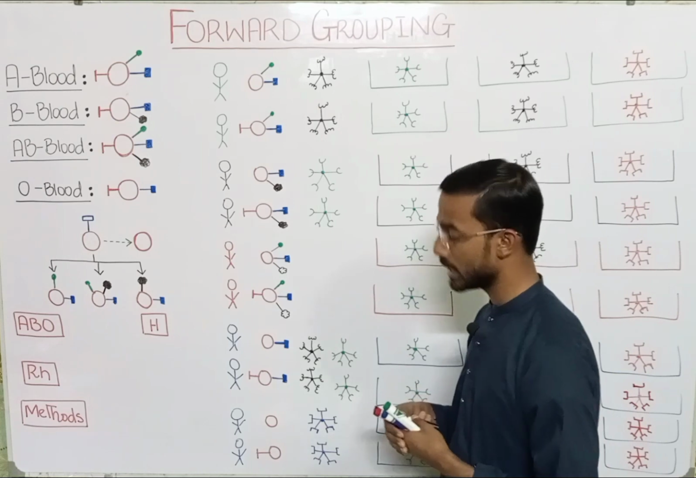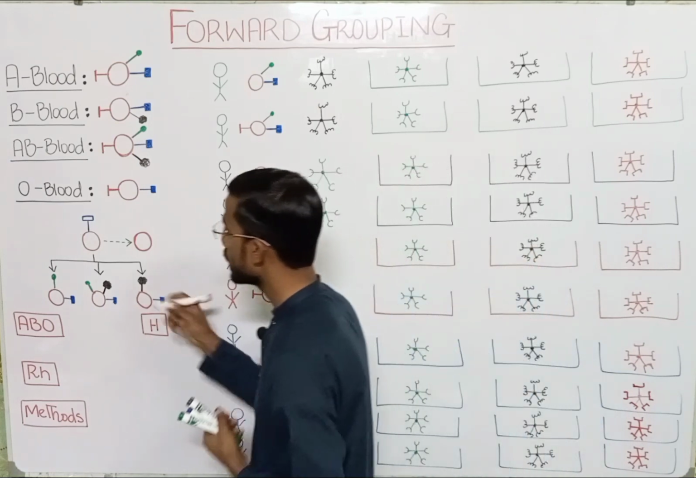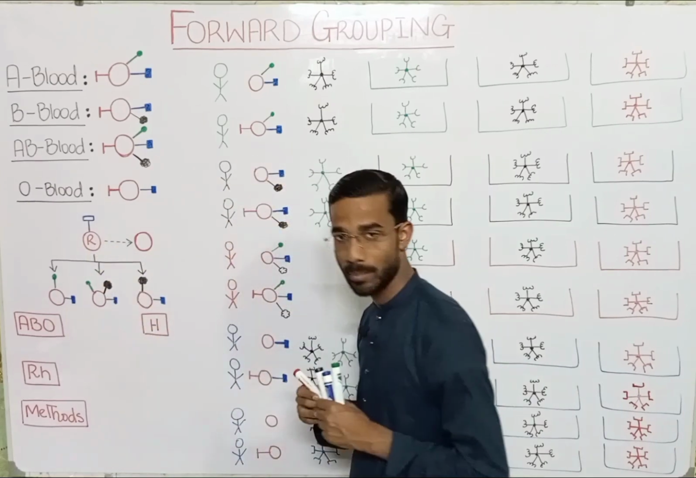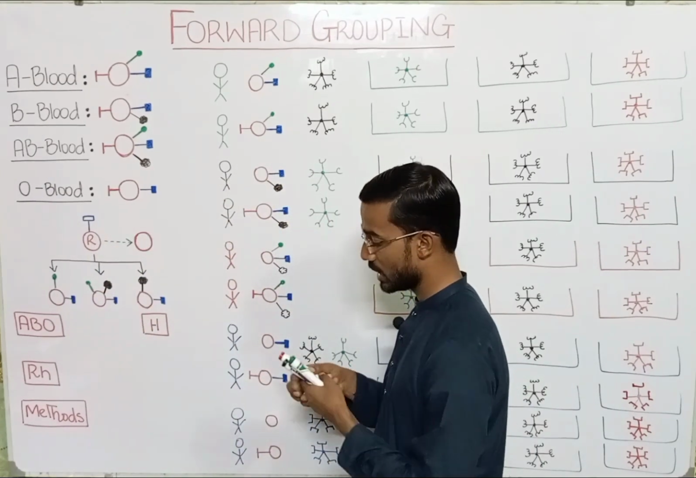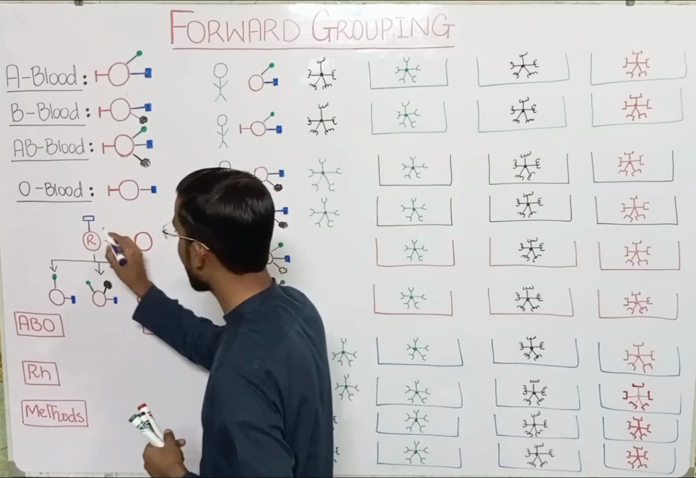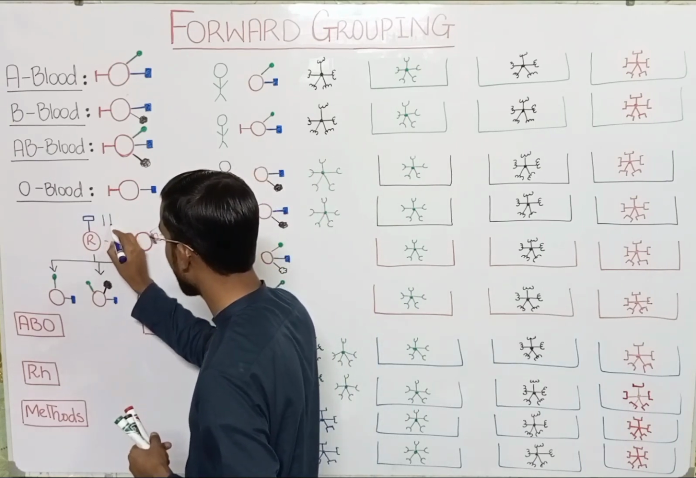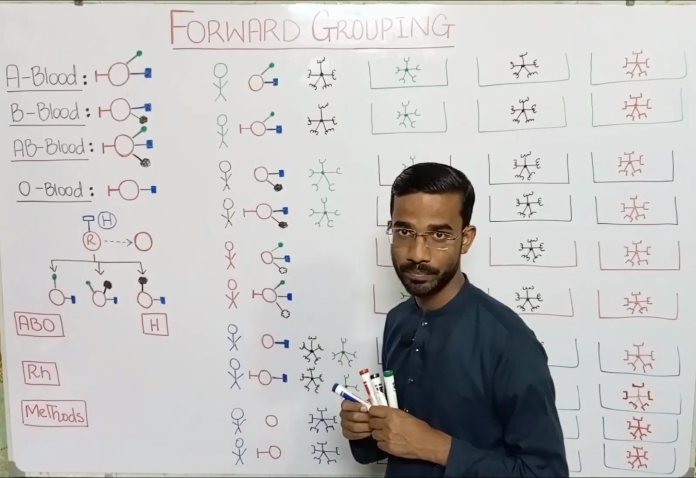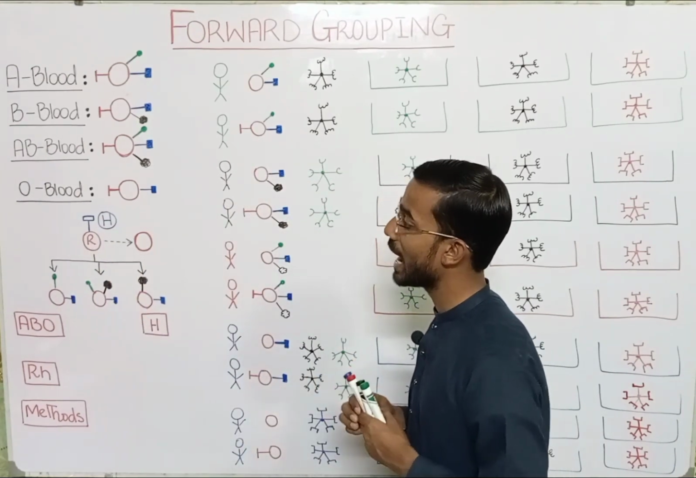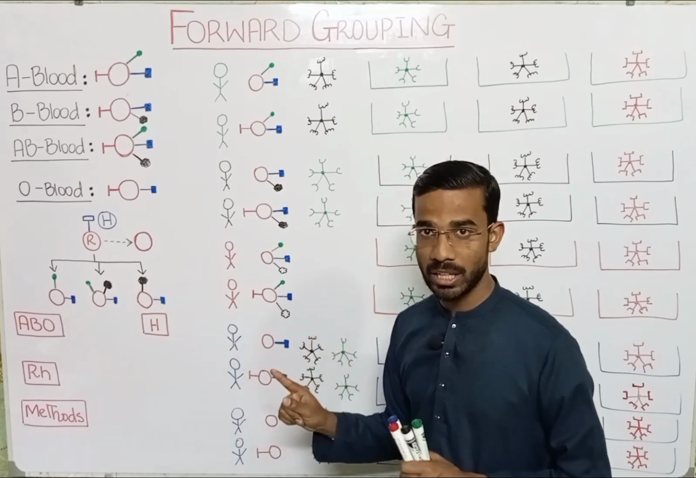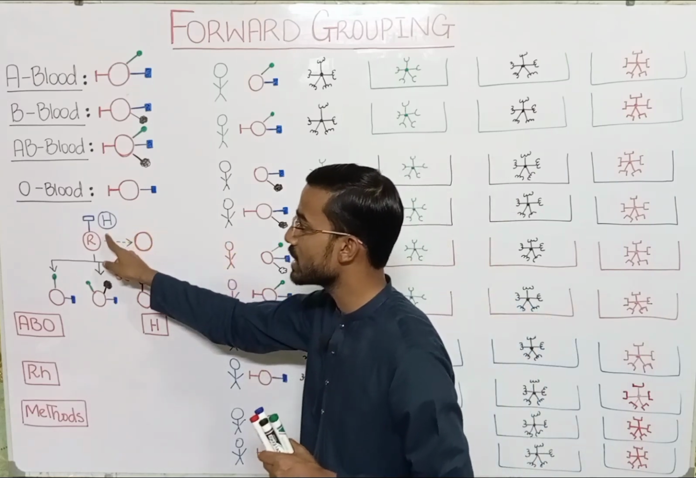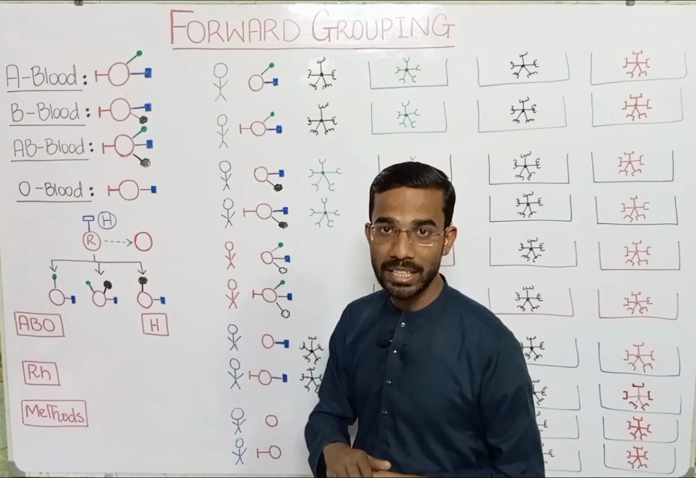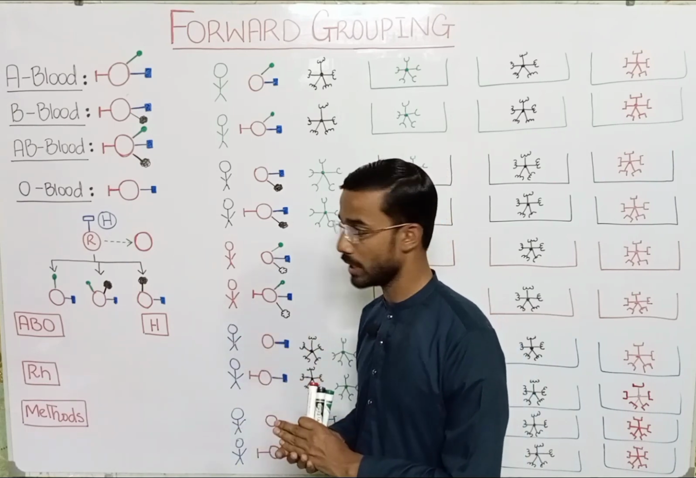Here you can see this is the RBC cell. And here is the antigen called the H antigen, present on the RBC surface. This antigen on the RBC surface has the ability to convert into the A antigen and the B antigen.